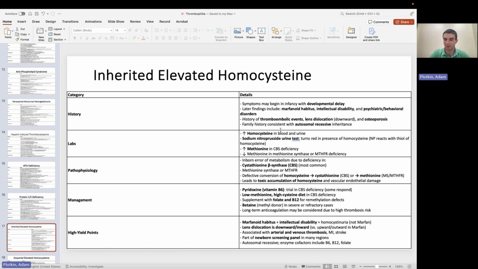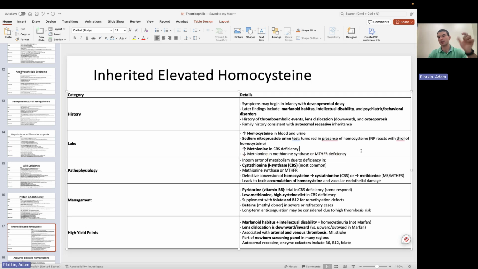So in labs we'll see elevated homocysteine. The sodium nitroprusside urine test will turn red in the presence of homocysteine. So the nitroprusside reacts with the thiol of homocysteine and it will turn the patient's urine red. That keys me in on this diagnosis. We'll see elevated methionine in cystathionine beta synthase deficiency, and we'll see low methionine in MTHFR deficiency. So these are the two major causes I'm talking about here. So again, this is an inborn error of metabolism.